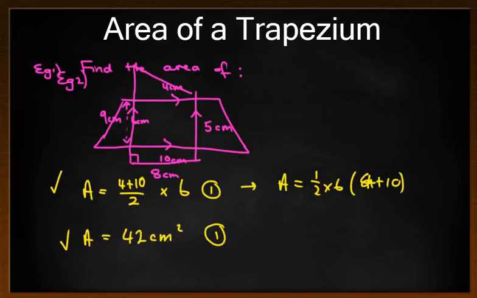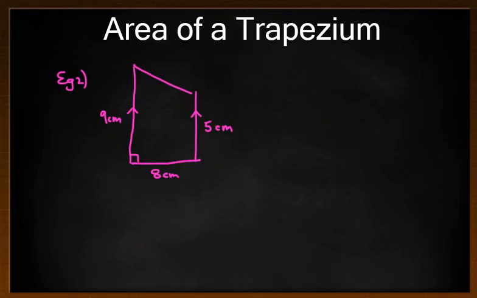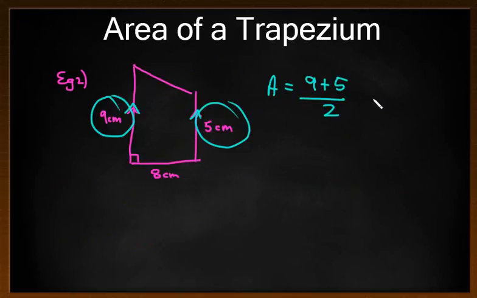Okay, last question, guys. Again, pause it, see how you go. Okay, so this is a trapezium because, of course, we have two nice parallel sides. Those are the sides I'm going to be adding together. So area equals 9 plus 5 divided by 2, and I'm going to times it by the height. The height is 8, and then I'm going to put that in my calculator. 9 plus 5 is 14. 14 divided by 2 is 7. 7 times 8 is 56. So I've got to put my square centimeters there, or centimeters squared, and that's my answer.